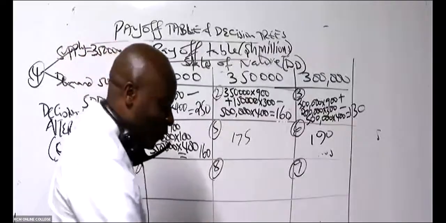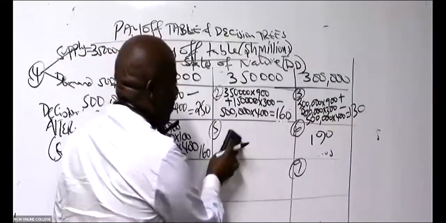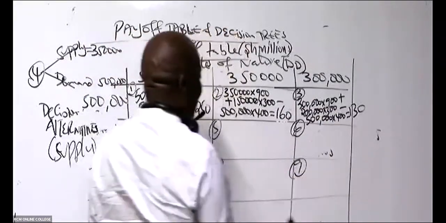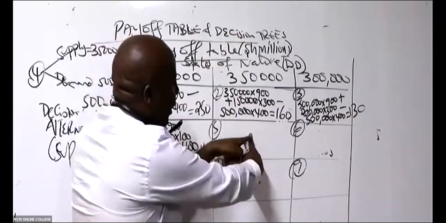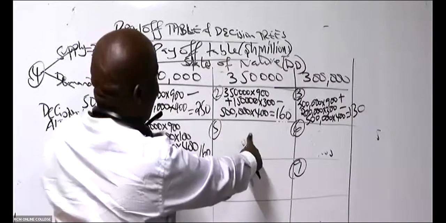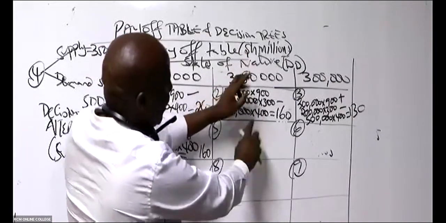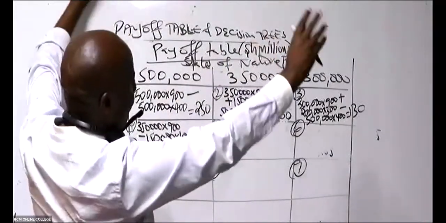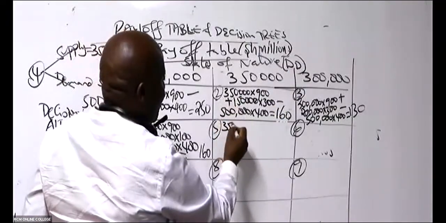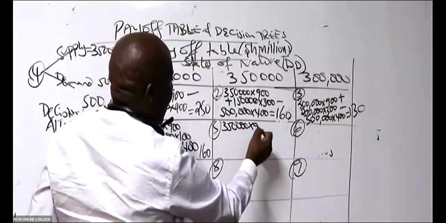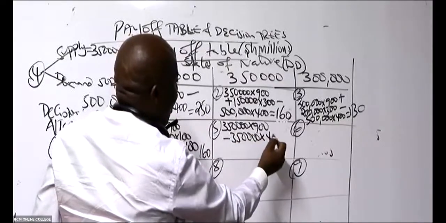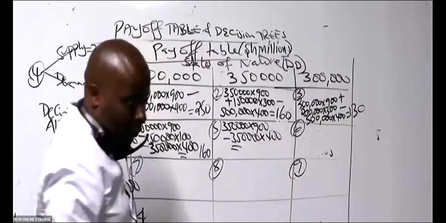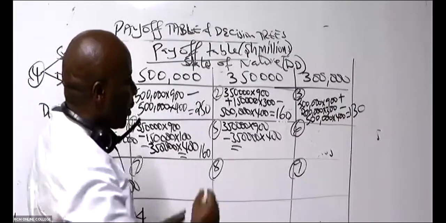Aya, tufanye zote. Sasa tuanze na number 5. Now, ladies and gentlemen, with number 5, what is happening? The intersection is 350 supply, and what is being demanded is 350. So we are lucky we shall sell everything. So we sell 350 at 900 minus 350,000 at 400. So then this one here will give us what figure?